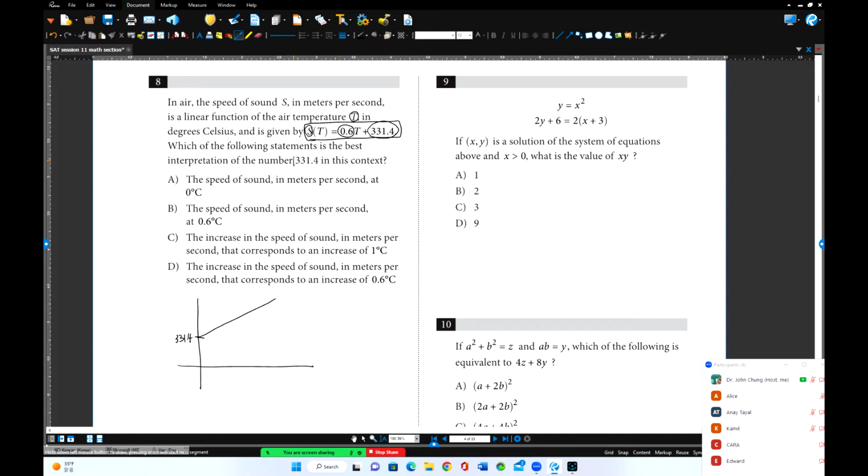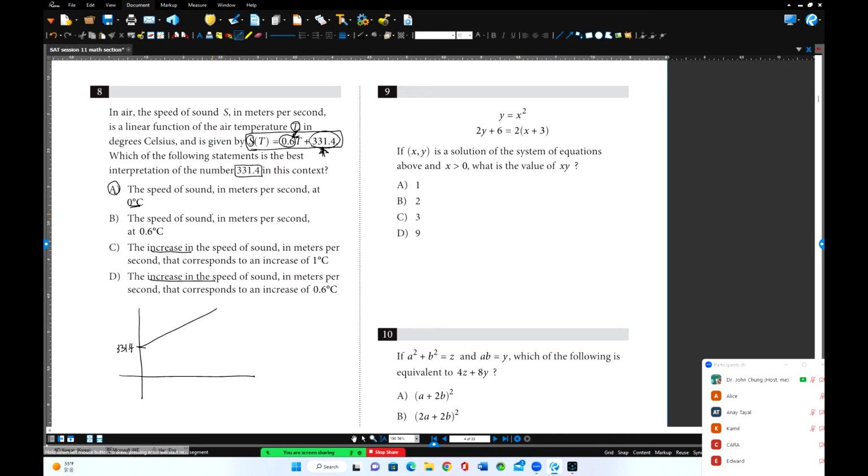So what is this number? They're asking about this number. Sometimes they're asking this number, this number, this number. It always alternates. But this time they're asking you 331.4. That is the initial number in the context. What is that? The speed of sound at temperature 0, right? We got that already over here. That is initial. Increases is about the slope, not the initial value. Okay, choice A is the answer.